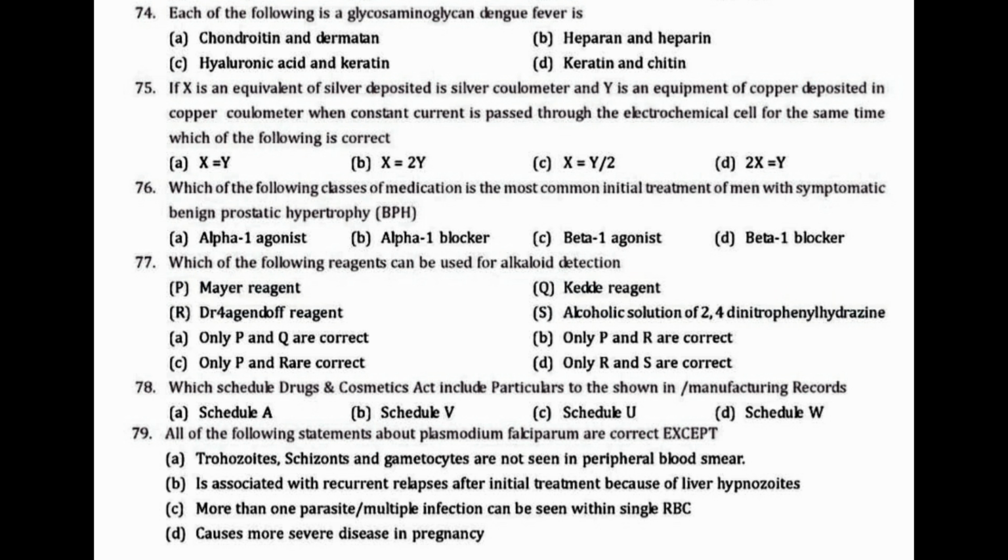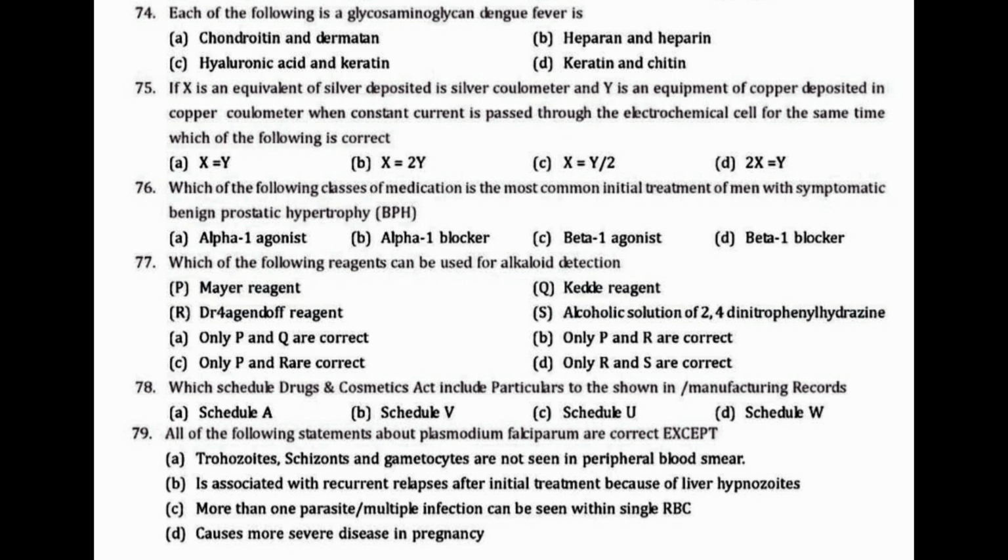Question number 77. Which of the following reagents can be used for alkaloid detection? P, Mayer reagent, Q, Keddy reagent, R, Dragendorff reagent, S, alcoholic solution of 2,4-dinitrophenyl hydrazine. Option A, P and Q are correct. B, P and R are correct. Option C, P and R are correct. Option D, only R and S are correct. The correct answer is option B, that is P and R are correct. Mayer's reagent as well as Dragendorff reagent.